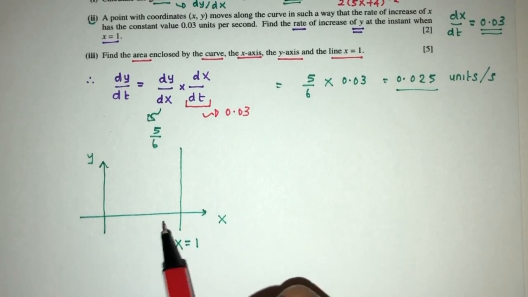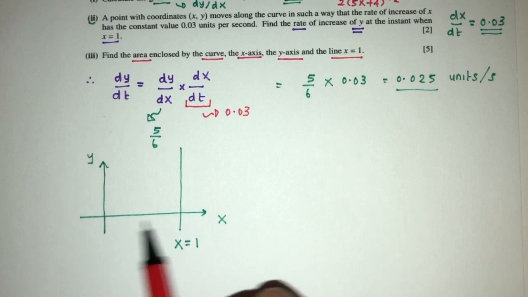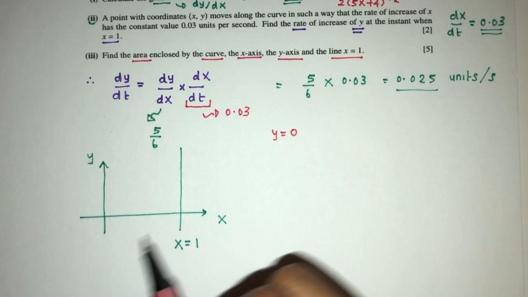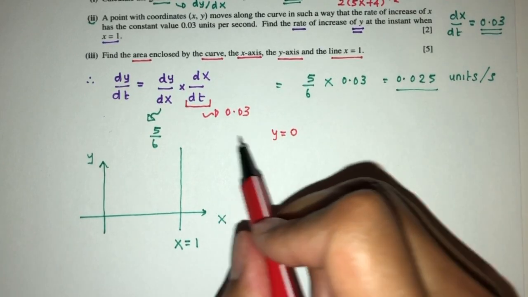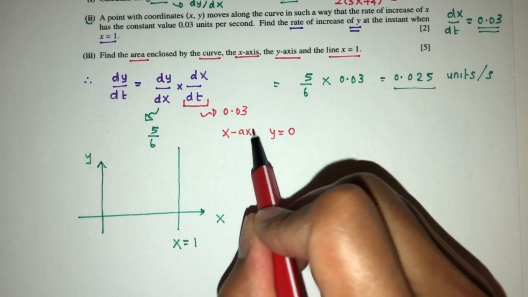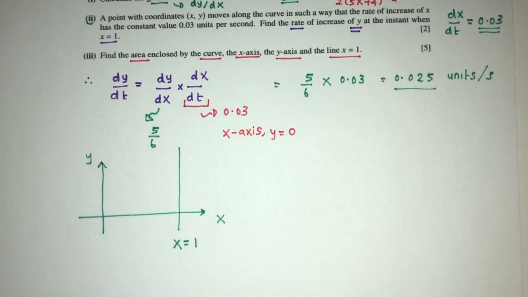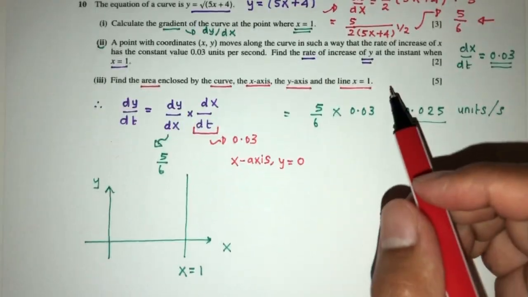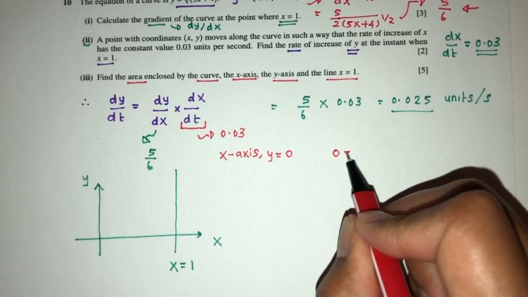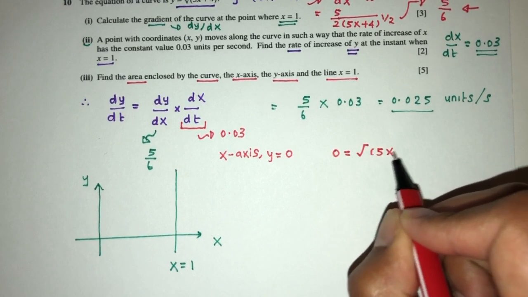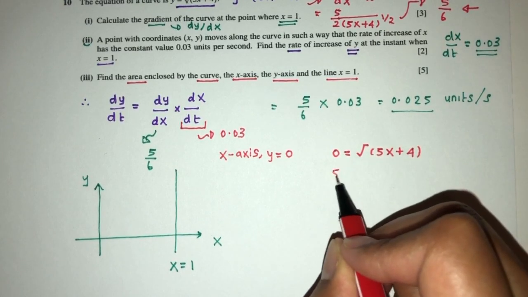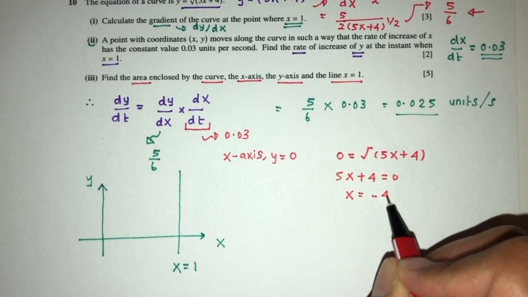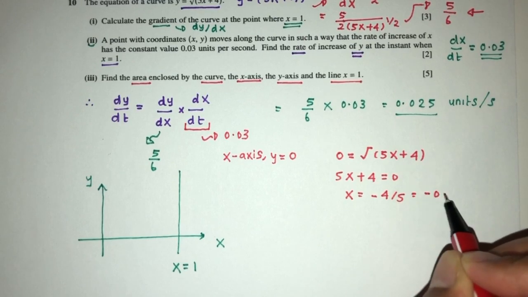Now we have to check where it cuts the x-axis. At the x-axis, the value of y is 0. So let's see where it cuts our x-axis. Replace back in your main equation: 0 is equal to root of 5x plus 4. That will be 5x plus 4 is equal to 0, so x will be minus 4 over 5, that is minus 0.8.